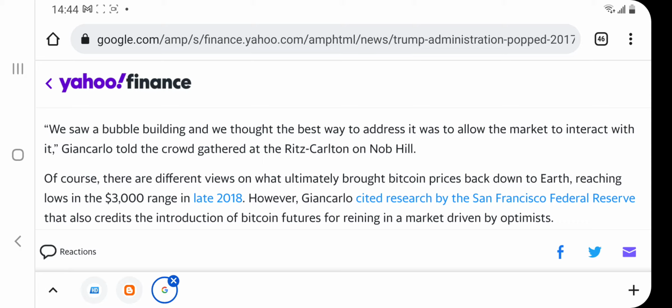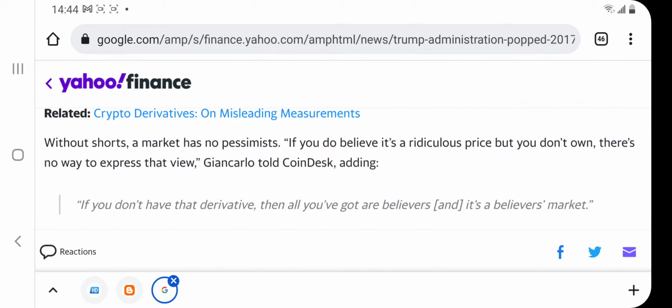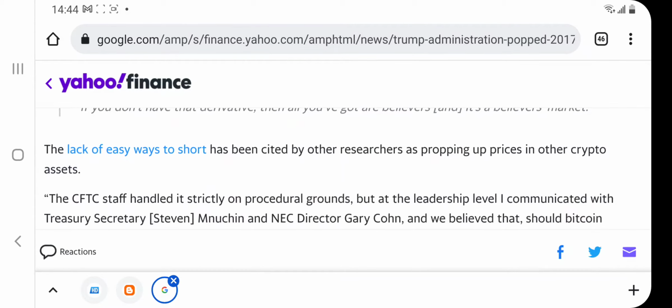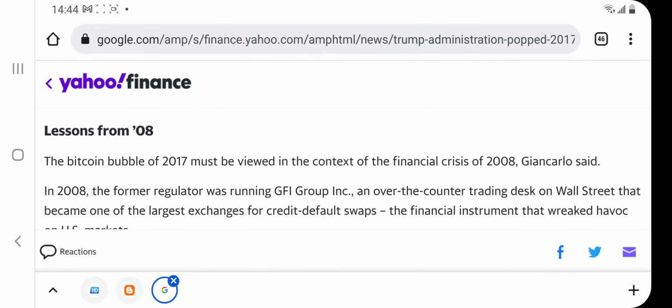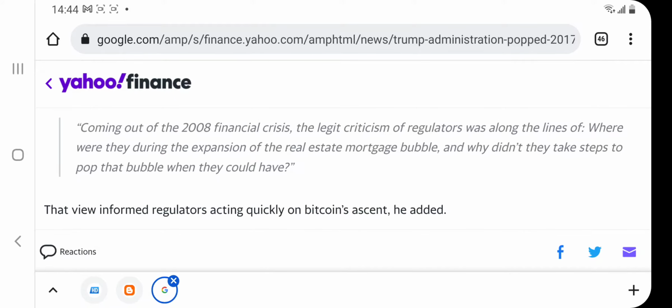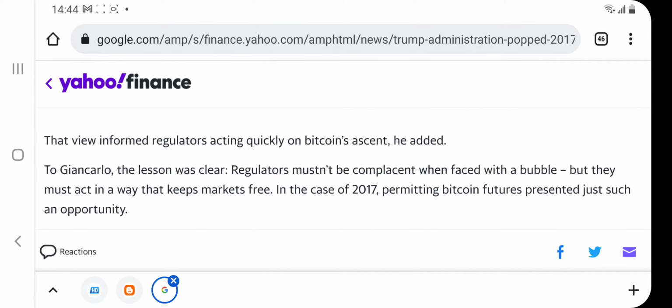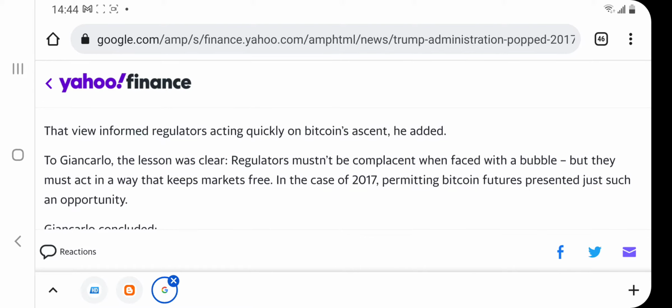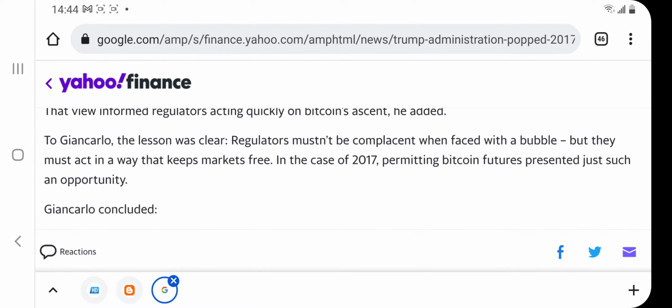However, Giancarlo cited research by the San Francisco Federal Reserve that also credits the introduction of Bitcoin futures for reining in a market driven by optimists. So this is one of the things that he said, guys. And let me show you, because this is a very interesting article, and I'm going to put the link here so that you guys can read it by yourselves.